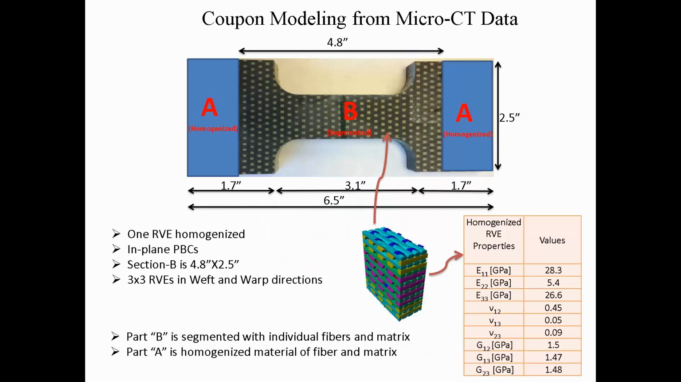Here, as I said, part A is homogenized because I'm trying to reduce the model size, and we know that most of the failure will happen near the curvature area, where there is a change in cross-sectional area between part A and part B. So those parts have to be my focus, where I'm individually segmenting those fibers. And this is how you characterize the homogenized properties: you take a unit cell, use periodic boundary conditions, and get all the orthotropic properties from E11 to G23, and you assign those properties to part A.